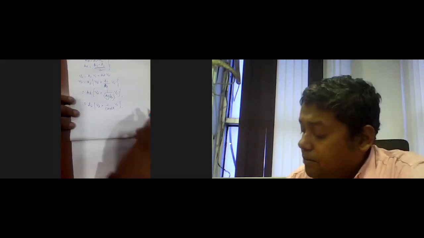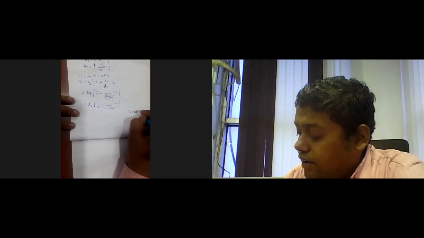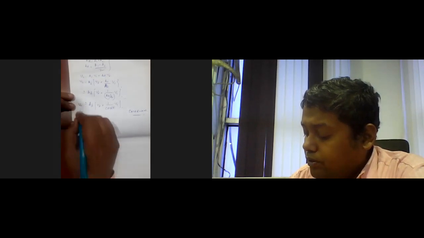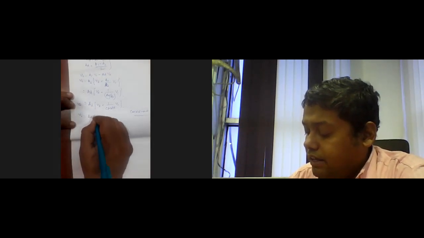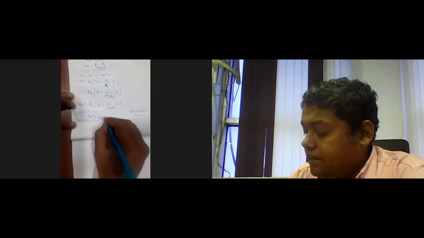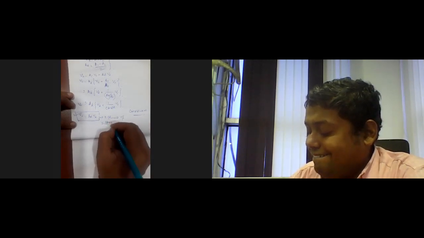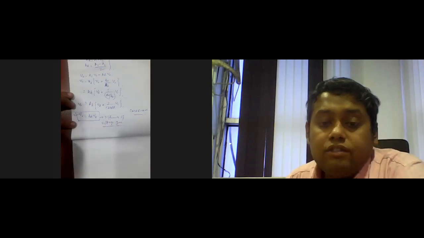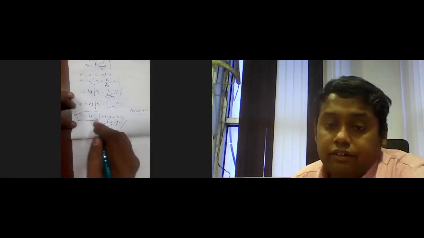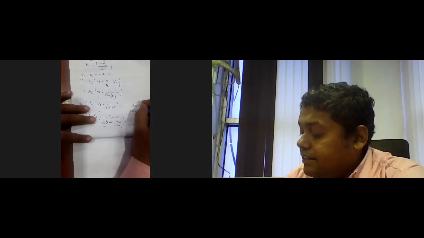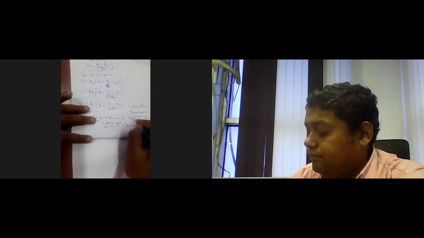Now, if ideally CMRR tends to infinite, then the 1 by CMRR portion is 0. So the final output depends on AD VD, that means the difference of the voltage gain. So for that case, we can introduce it as one type of subtractor. Ideally it is infinite. Practically, it tends to 90 decibel.